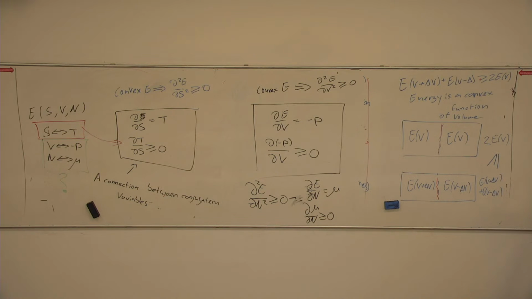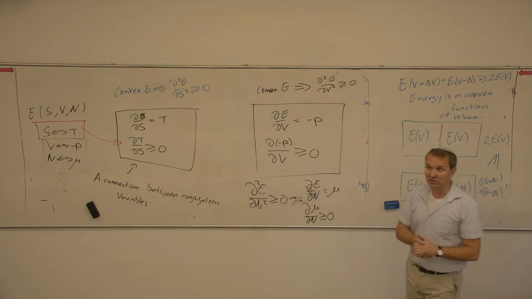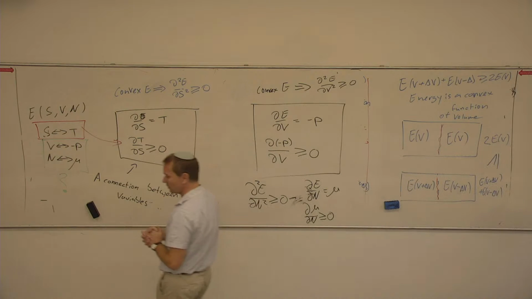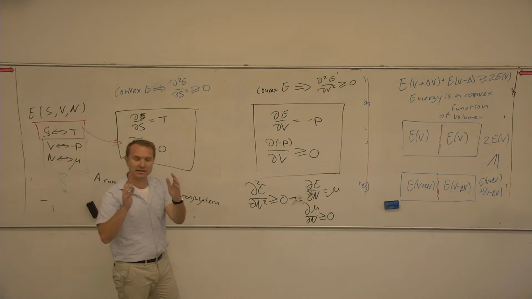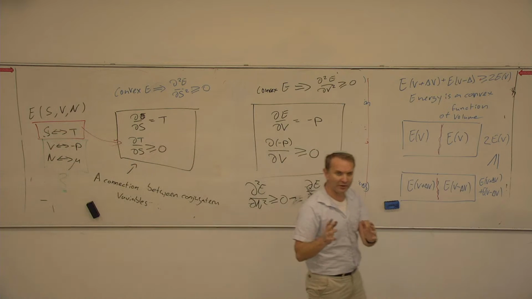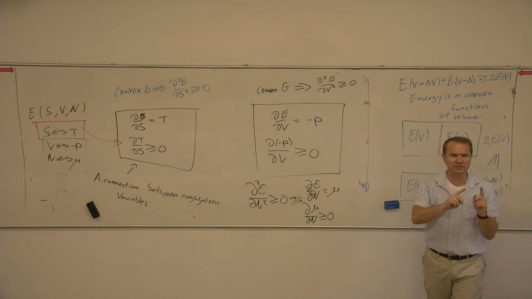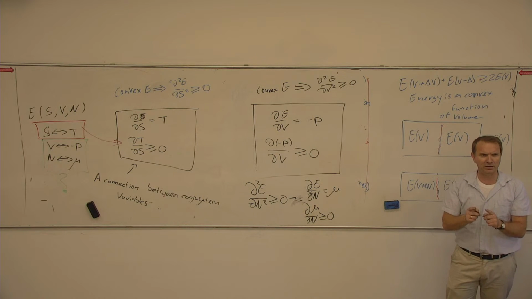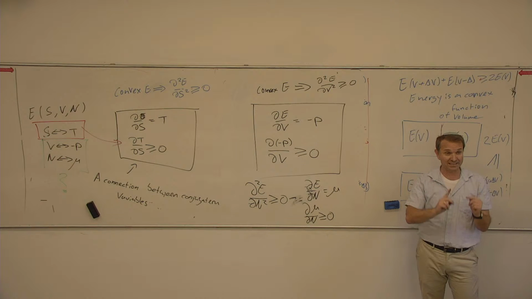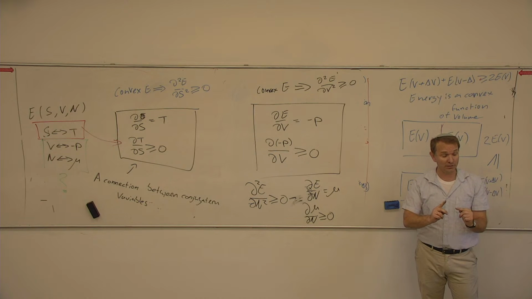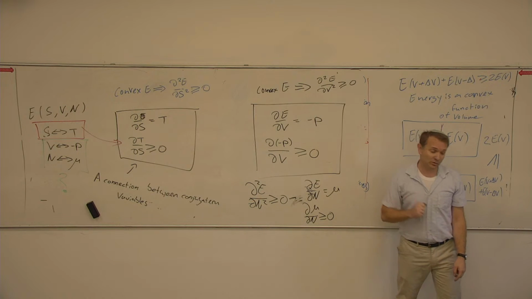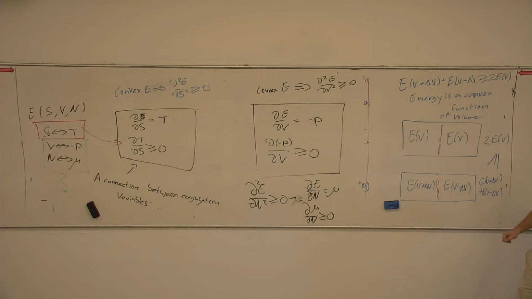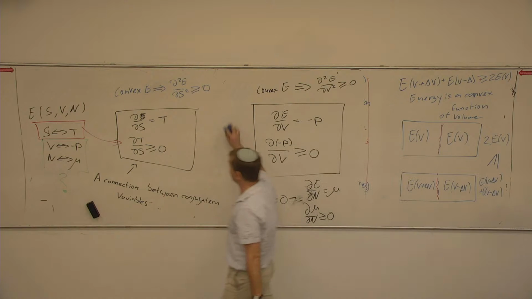I can repeat this process again and again. And in general, what I'm going to get is that if you have an intensive variable and you take the derivative of this intensive variable with respect to its conjugate extensive variable, this derivative has to be greater than 0. Right? Yes, let's write it down.